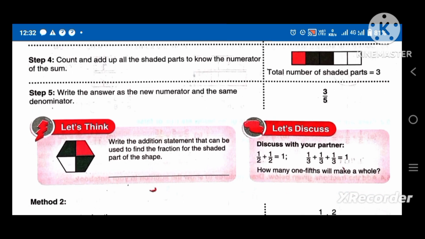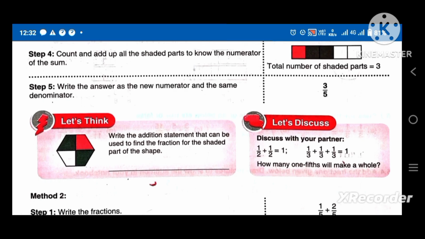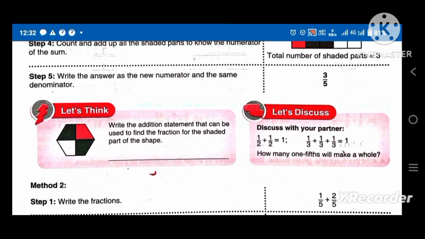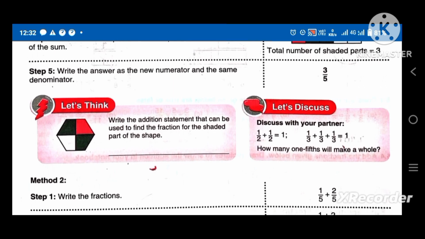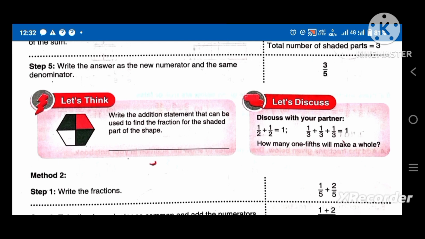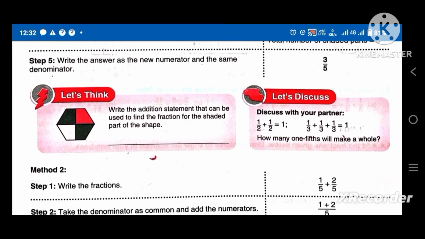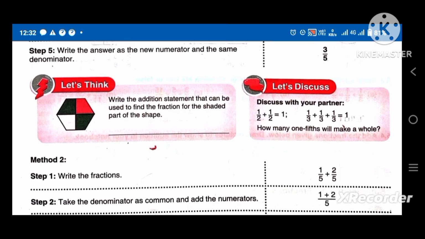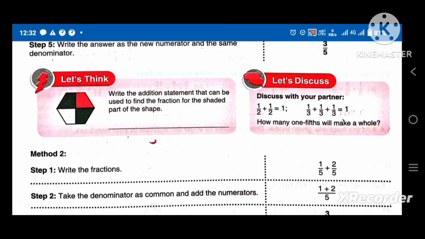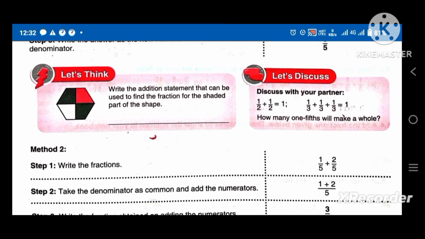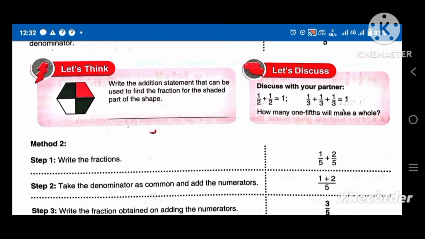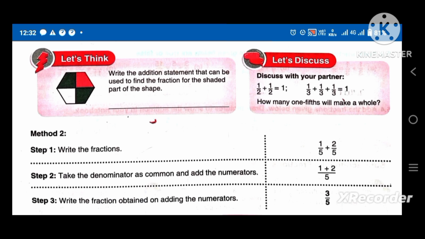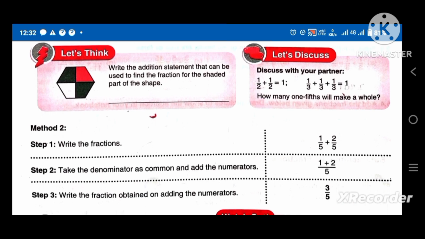1 by 2 plus 1 by 2 is equal to 1. 1 by 3 plus 1 by 3 plus 1 by 3 is equal to 1. How many 1/5 will make a whole? 5/5 make a whole. 5 of 1/5 will make a whole.